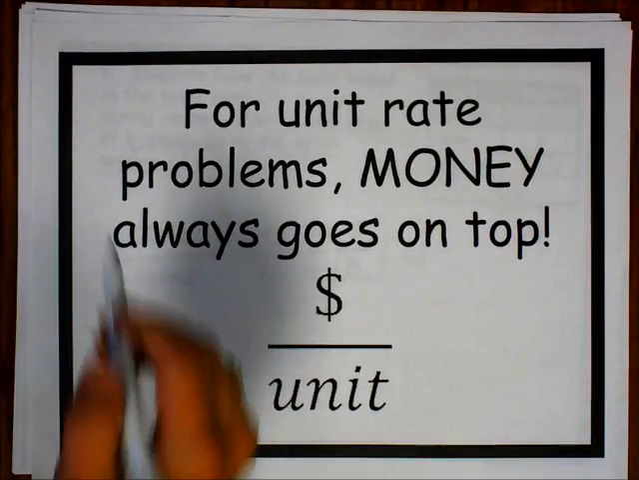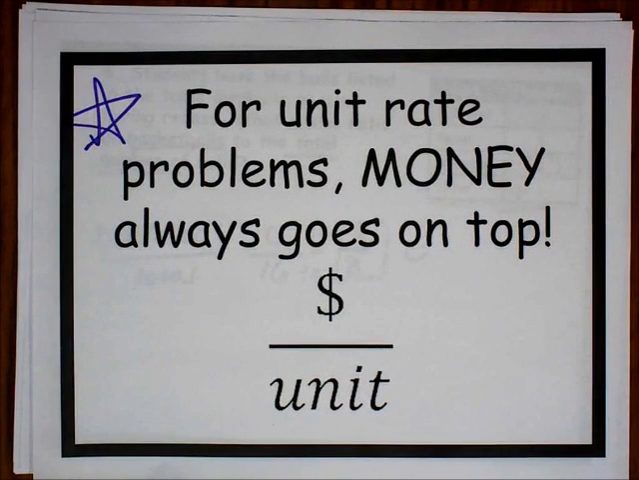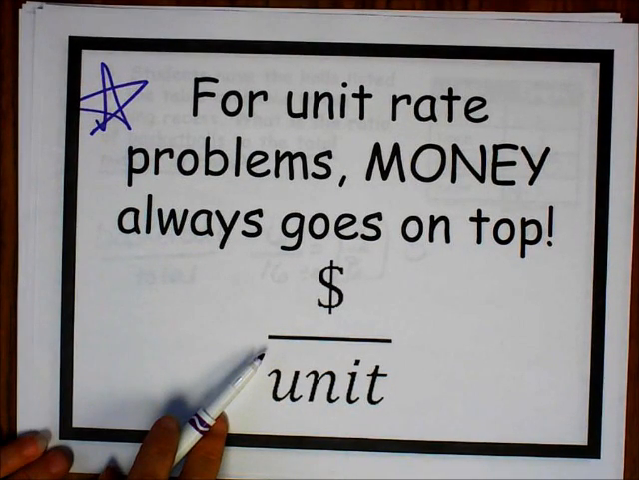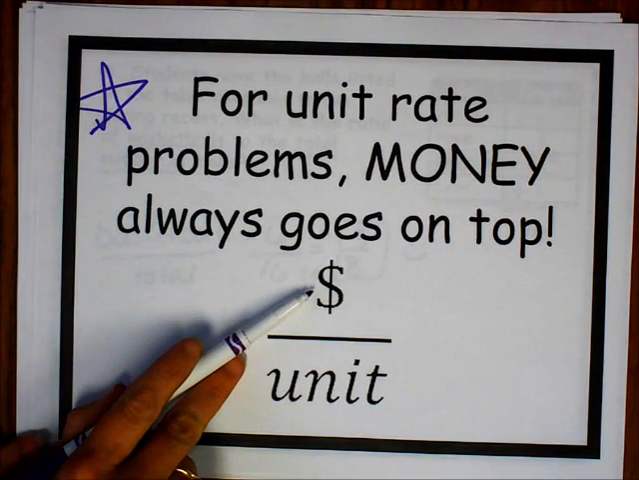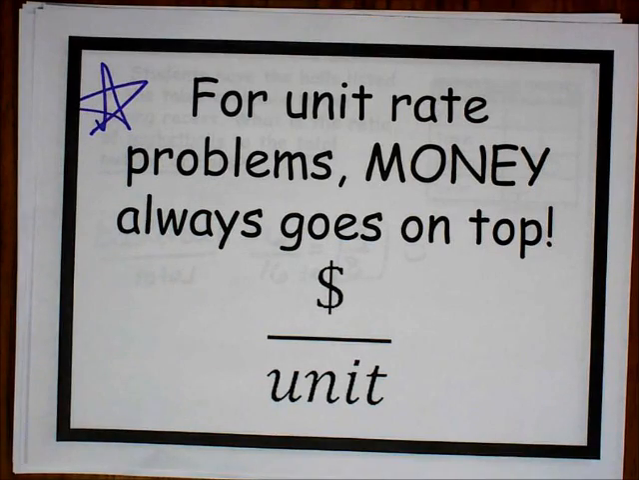In your journal, I want you to put a big star, and I want you to write, for unit rate, money always goes on top. So if you were asked to find a unit rate and money's involved, money must always be the top number of the ratio.